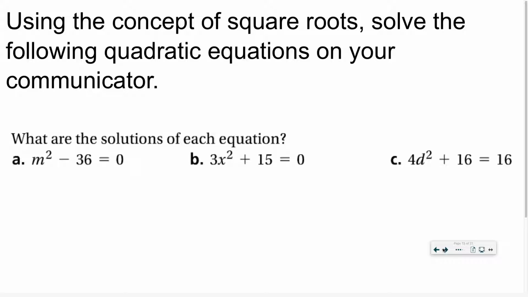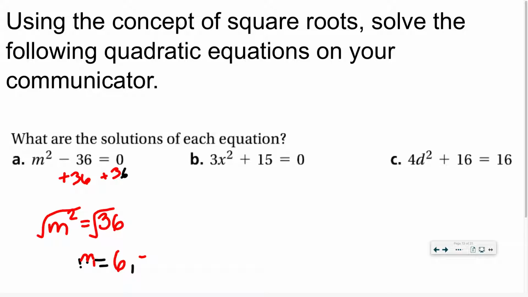Anyone help me out with A? How we're going to solve for m? Good, we can add 36 to both sides. So our equation becomes m squared equals 36. What do we need to do to solve for m? Yep, the square root. So m equals what? 6. And negative 6. So I'll write 6 and negative 6. It's important to really note that there are two solutions for that, because negative 6 squared is equal to 36.